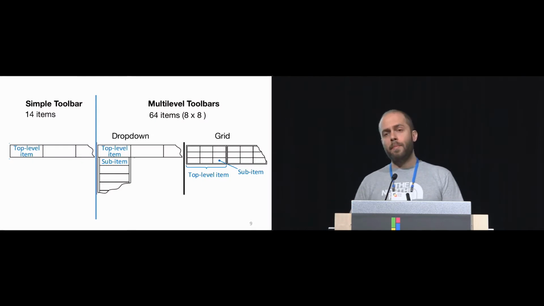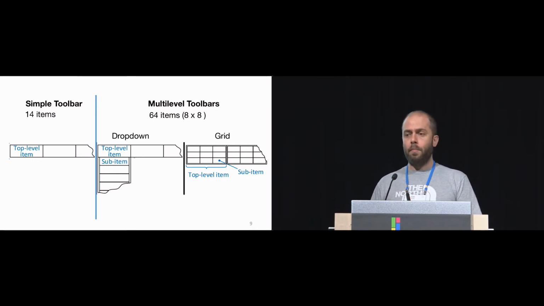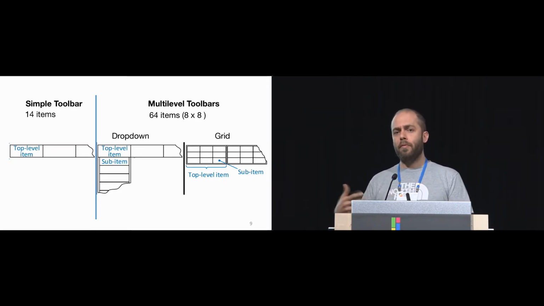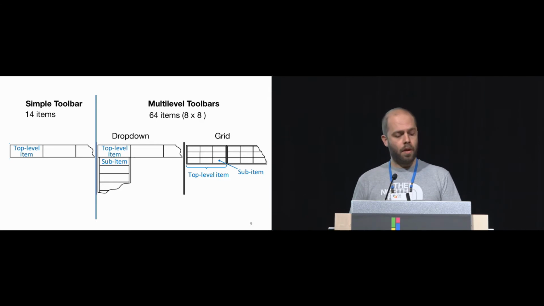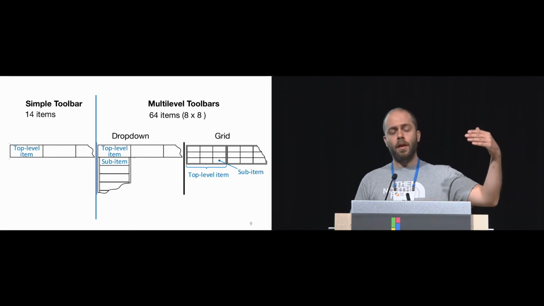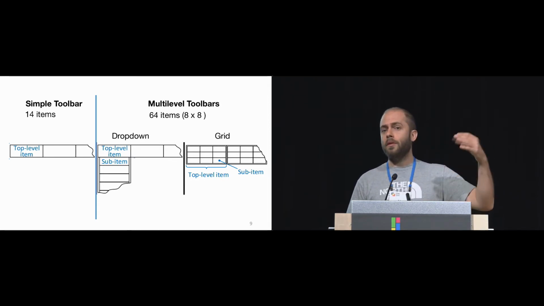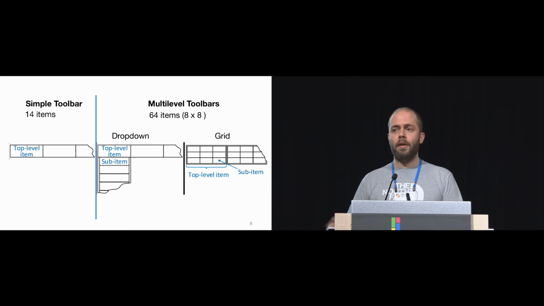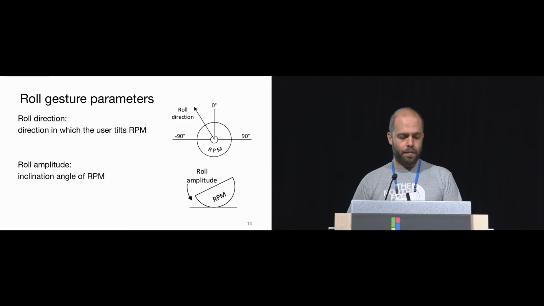In this paper, we limit our exploration to horizontal toolbars positioned on top of the window, which is similar to most application toolbars. More specifically, we explore three variants of such horizontal toolbars. First, simple toolbars: a one-level menu with up to 14 items. And then two types of multi-level toolbars with 8 first-level items and 8 sub-items. The first type is the dropdown toolbar, which consists in a toolbar where each top-level item opens a drop-down list. The second type of multi-level toolbar that we explore is a grid toolbar, where each top-level item consists in a 3x3 grid, and we didn't use the item in the center.